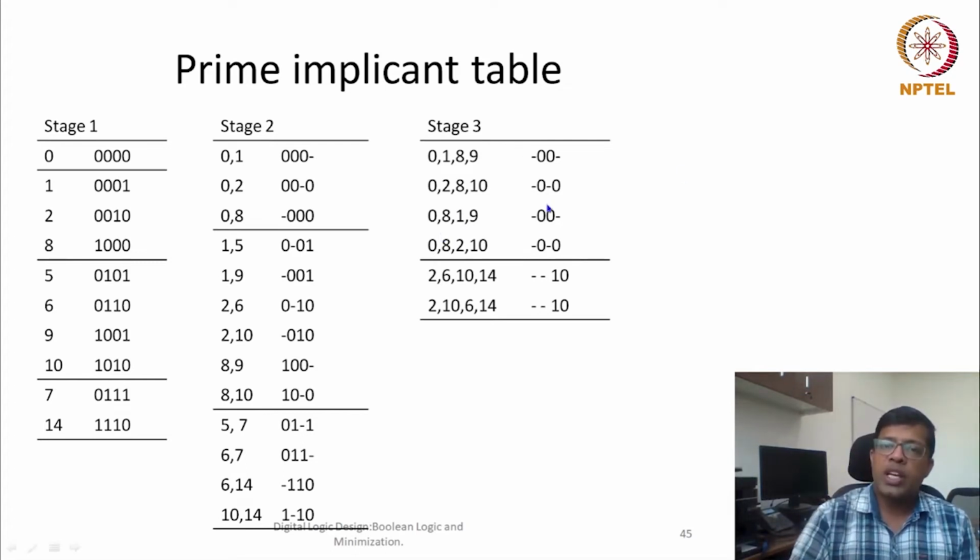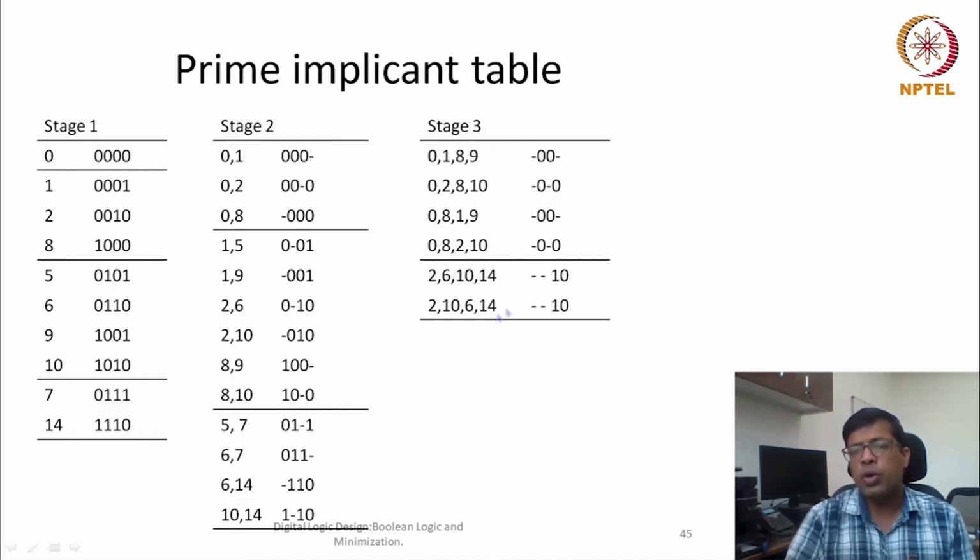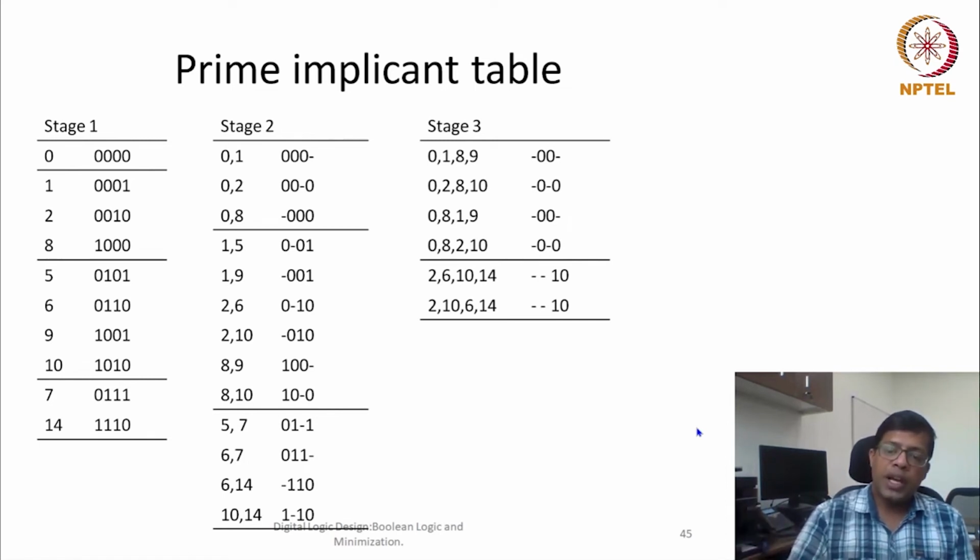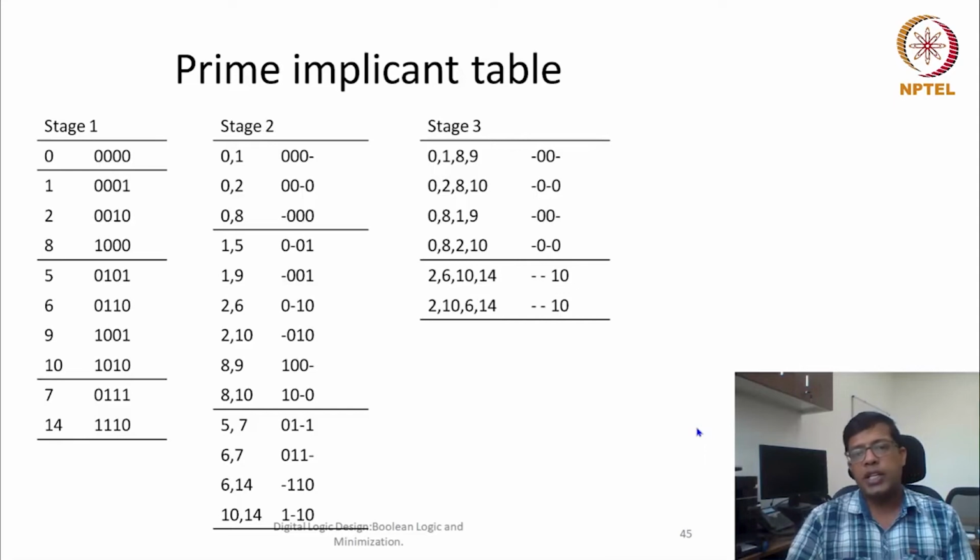After stage 3 we again look for whether there is a possibility of stage 4 or not. For that we compare all of these implicants, all of these pairs with all of these pairs. Now we don't see any possibility of combination, because dash dash is appearing at this place, and in none of the other implicants does dash dash appear at this place. So stage 4 possibility is not there. That's why we stop here, and now we'll try to remove the redundant terms.